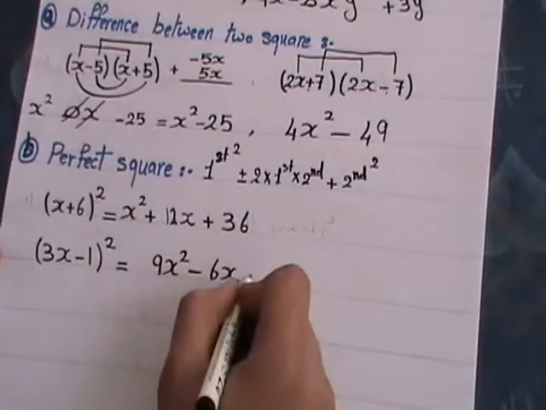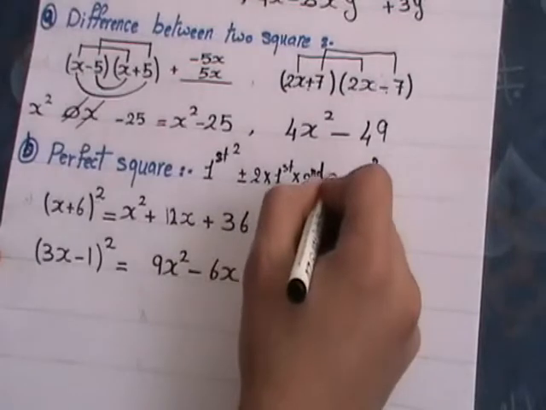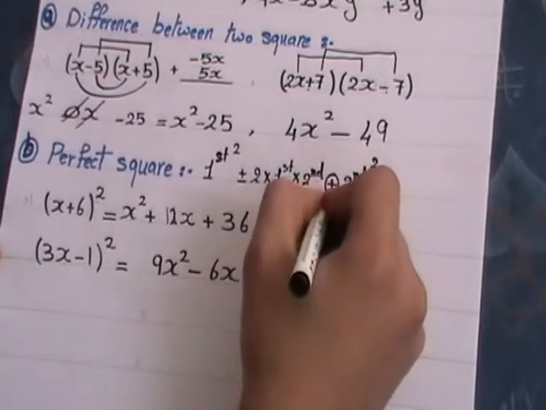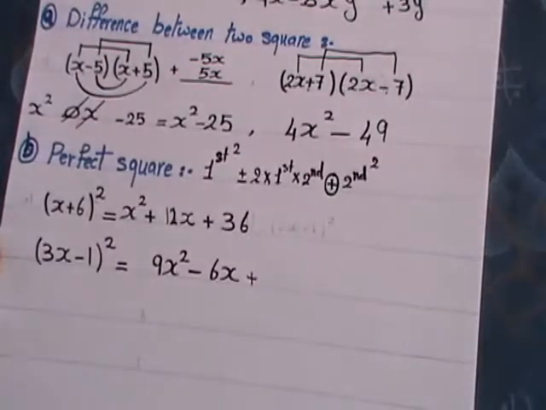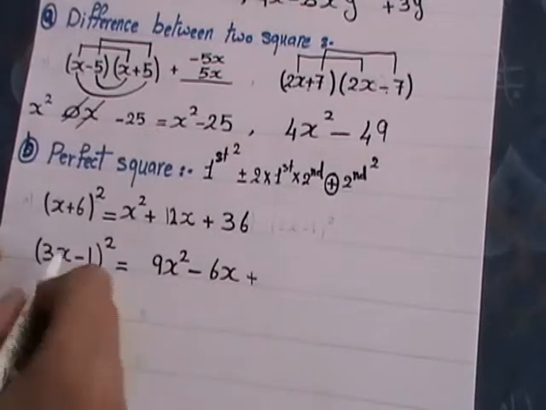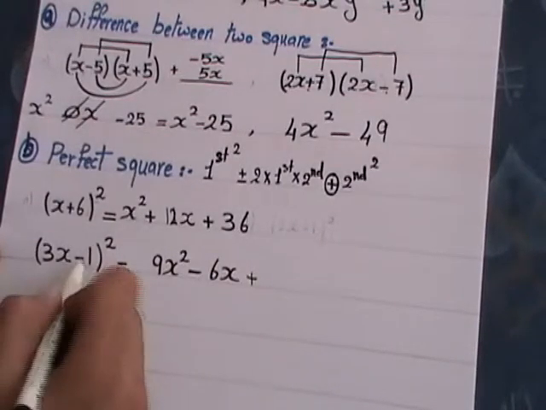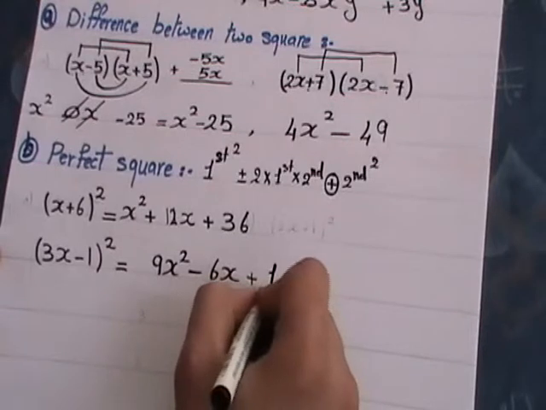And then we go to the last term. Here the last term we write as positive, because by the rule the last term must always be positive. We write positive, and here we write 1 to the power 2 equals 1.